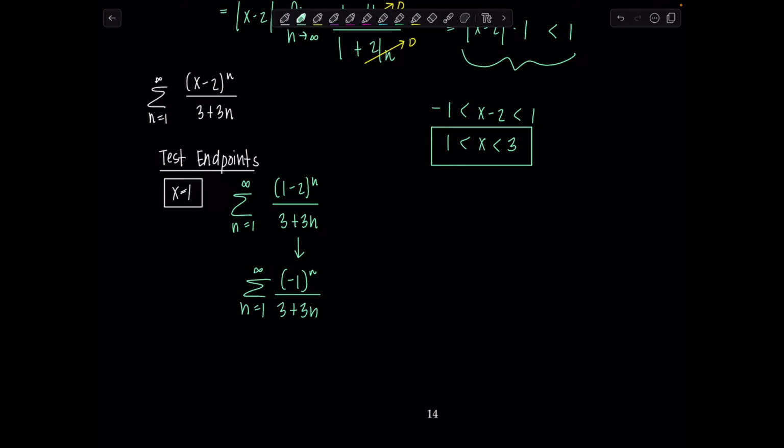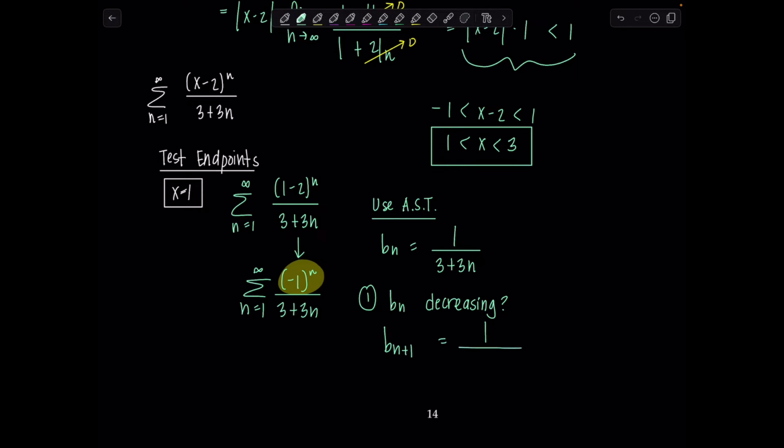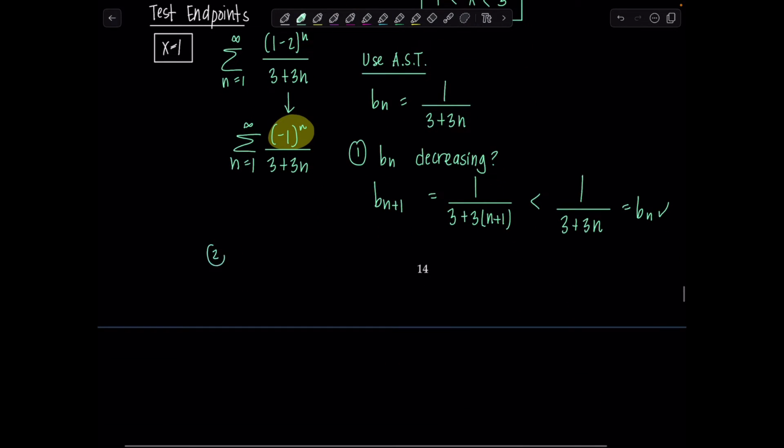And then now you just have to pick a test that applies. Well, as soon as I look at this, I go, hey, it's an alternating series, so let's use AST. What's b sub n? 1 over 3 plus 3n. Very good. So first thing I have to show is b sub n decreasing. And this is straightforward. We can just use the definition because b sub n plus 1 is 1 over 3 plus 3 times n plus 1. If I'm making the denominator bigger, of course that's smaller than what the term prior was, b sub n, so that's good. And then the next thing I want to check is the limit as n goes to infinity of b sub n is 0. So the limit as n goes to infinity of 1 over 3 plus 3n, that clearly goes to 0. So both conditions are satisfied.